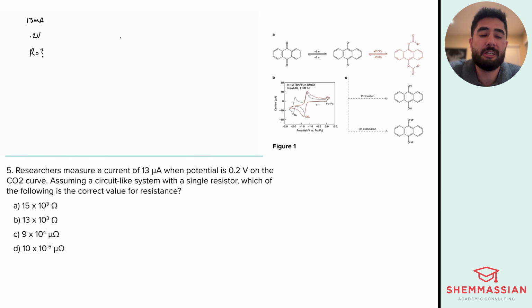Again, the math is going to be using the equation that voltage is equal to current times resistance. So when we're calculating for resistance, we have to say that resistance is equal to voltage divided by current. Our voltage is 0.2 volts. Our current is 13 times 10 to the negative 6 ohms. Therefore, what we're going to get is 15 times 10 to the third ohms. So therefore, answer option A is going to be correct.